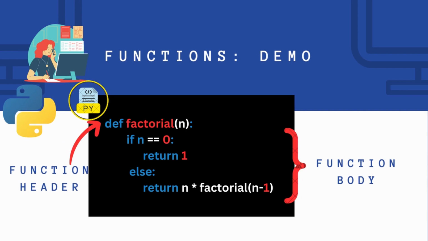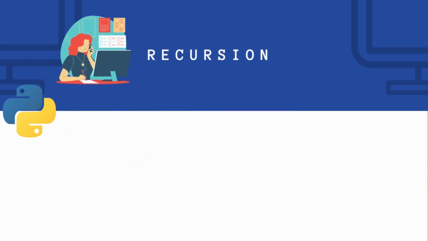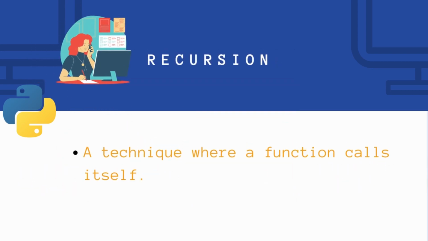In this code, we have created a function named factorial using the def keyword. This function uses recursion, a powerful technique where a function calls itself to calculate the factorial of the number n. Now we have just introduced a new thing called recursion. You can take note of it.